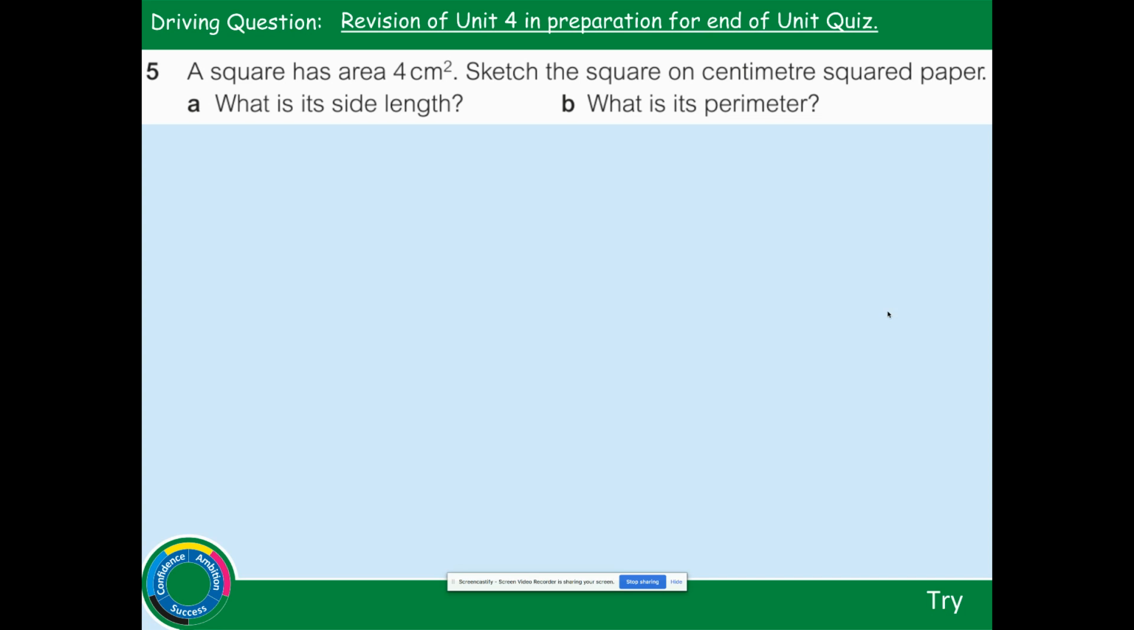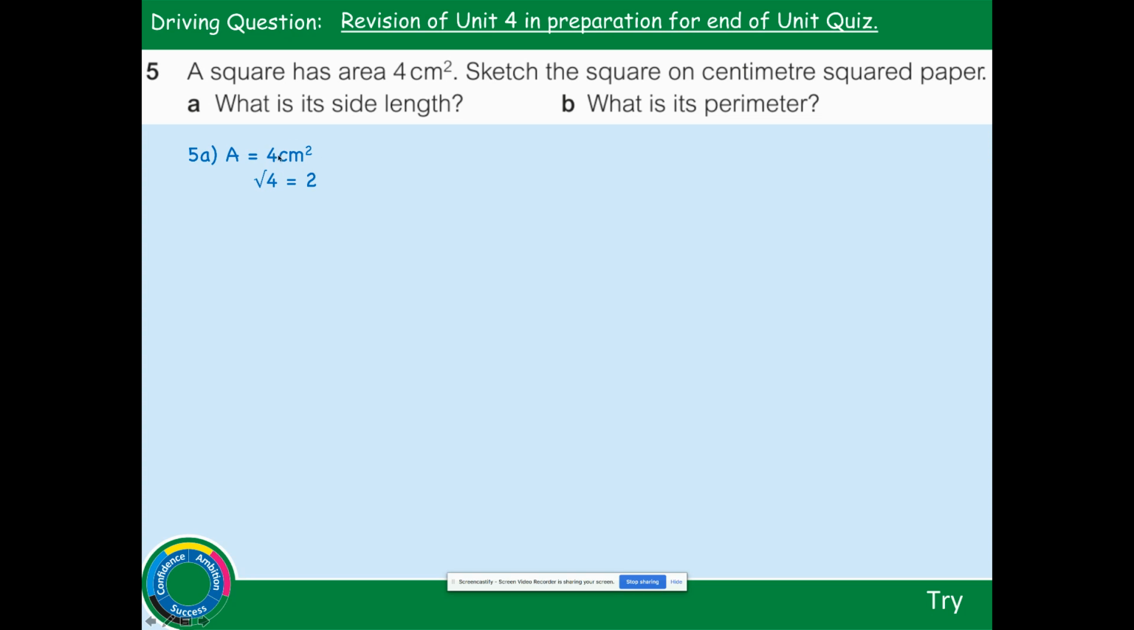Okay, question 5. A square has an area of 4 centimetres squared. Sketch the square on centimetre squared paper, find what the length of one side is, and then find what the perimeter is. So let's see what we've got. We've been given our area. Area equals 4 centimetres squared.